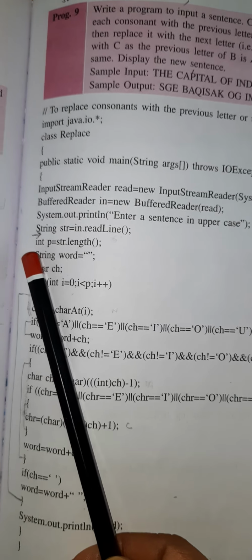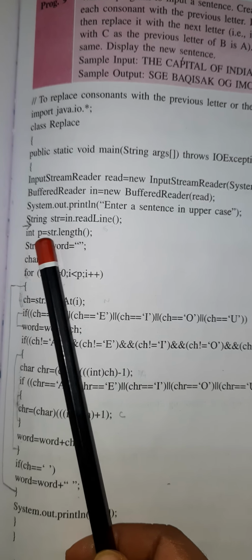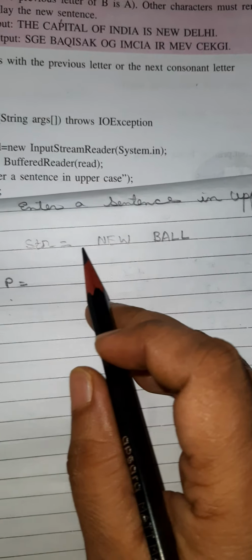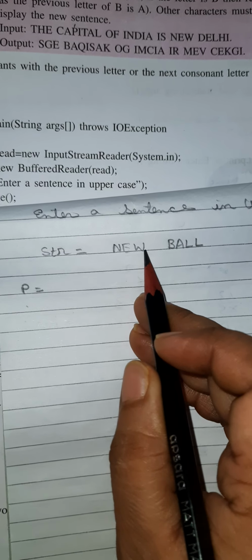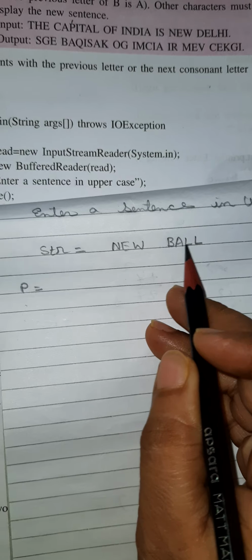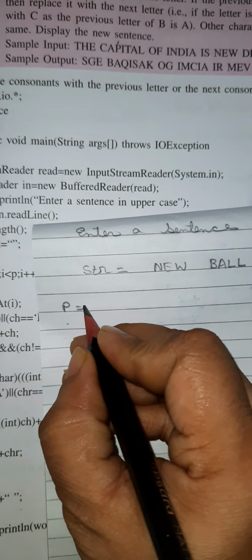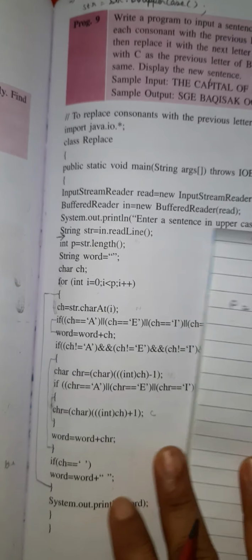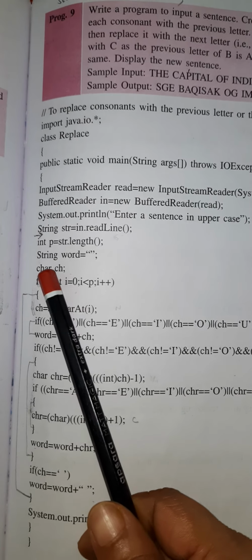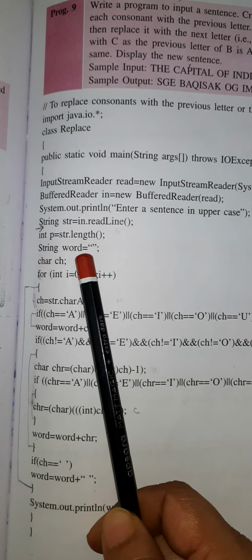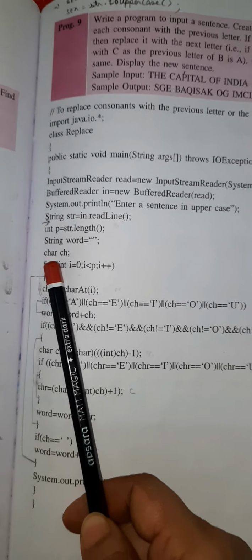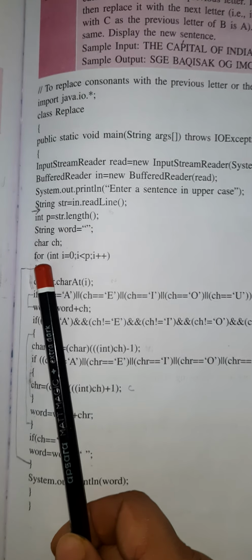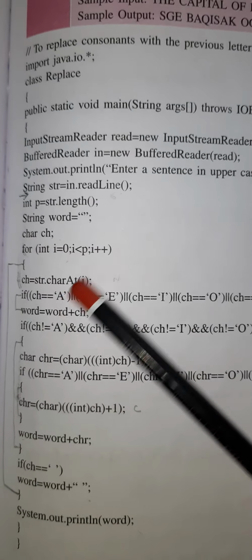Then the next statement, int p equal to str dot length method. The length is 1 2 3 4 5 6 7 8, so my length is 8. Next, String word, we have taken a variable word and this space. Then char ch we have taken. Here we are continuing with the loop.